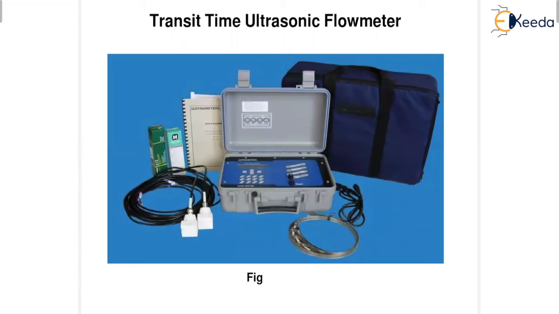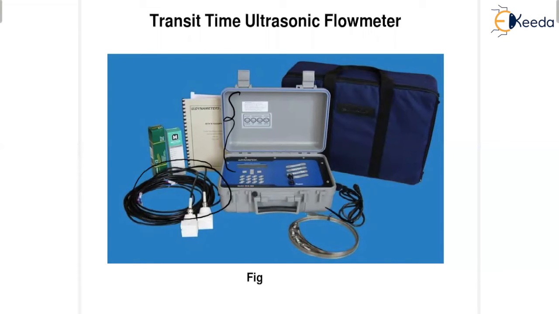Now this is the physical shape of the transit time flow meter, my dear students. Transit time flow meters are used for the measurement of time. We need to use this particular kit to connect to the pipe wall. We need to use all these particular parameters, my dear students.